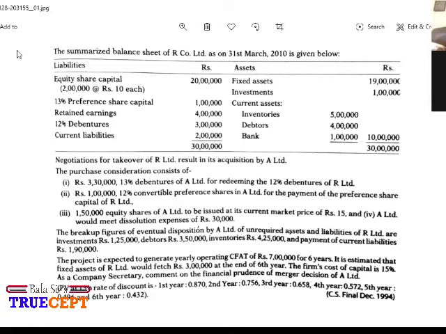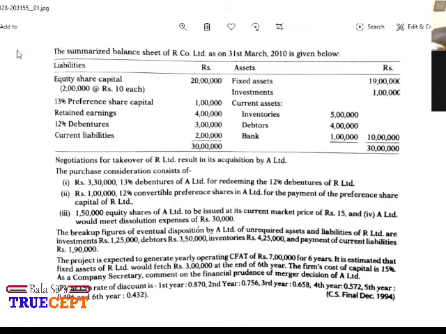Negotiations for takeover of R Limited result in its acquisition by A Limited. The purchase consideration consists of: number 1, rupees 3 lakh in 13% debentures of A Limited for redeeming the 12% debentures of R Limited. Number 2, rupees 1 lakh in 12% convertible preference shares in A Limited for payment of preference share capital of R Limited. Number 3, 1 lakh 50,000 equity shares of A Limited to be issued at its current market price of rupees 15. And number 4, A Limited would meet dissolution expenses of rupees 30,000.